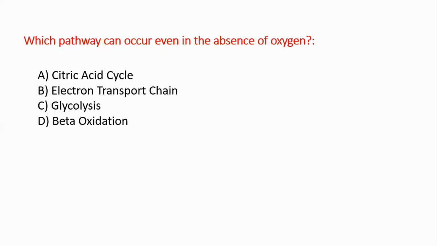Which pathway can occur even in absence of oxygen? And the options are citric acid cycle, electron transport chain, glycolysis, or is it beta-oxidation? Suppose you are running late and sprinting to catch a bus. Your muscles need energy faster than oxygen can be supplied. Which pathway keeps working even without oxygen? This is a classic entrance exam question.